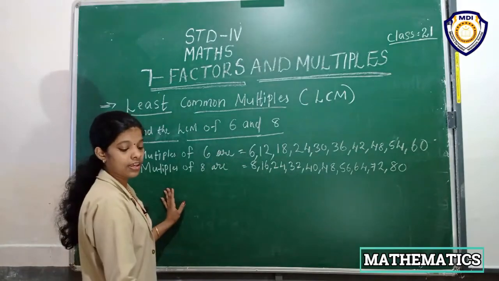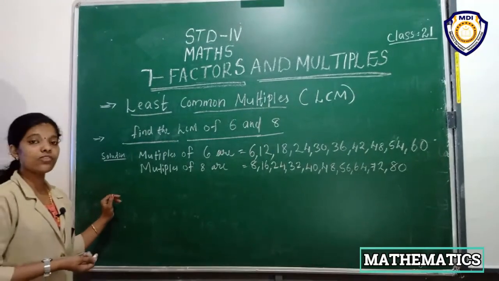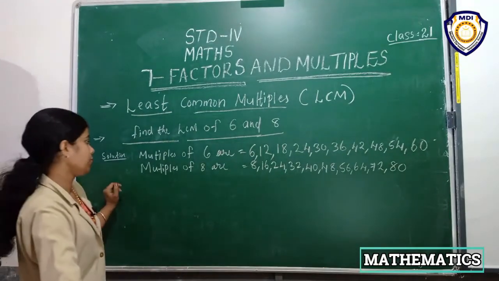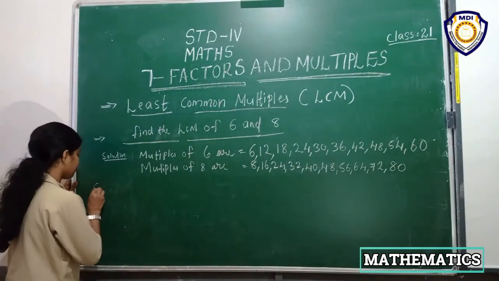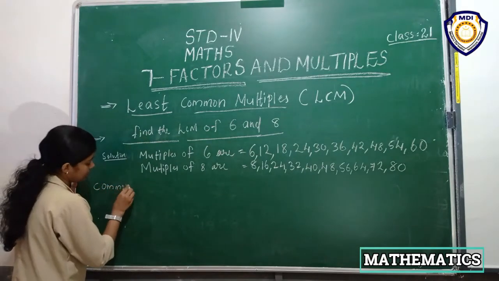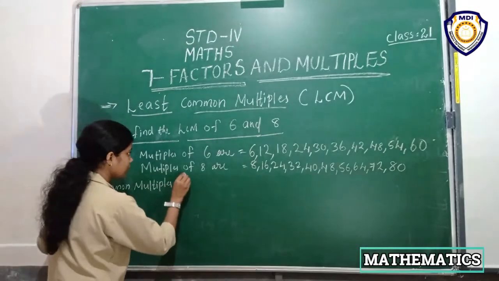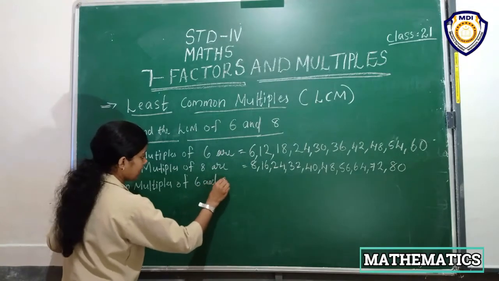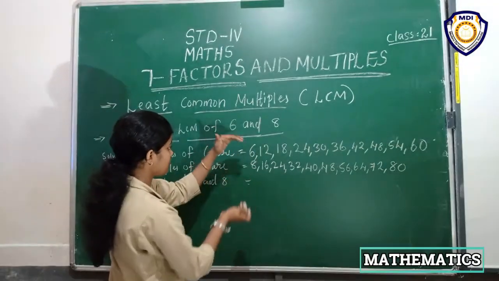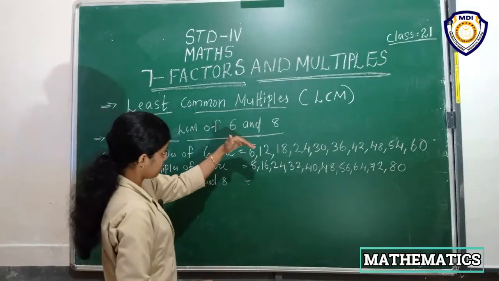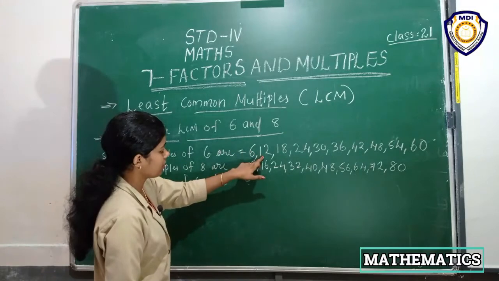Then our next step is common multiples of 6 and 8. Common multiples of 6 and 8, right? Among these two lists, which multiples are included in both the multiples of 6 and of 8? Okay, 6, 12 is here, no.